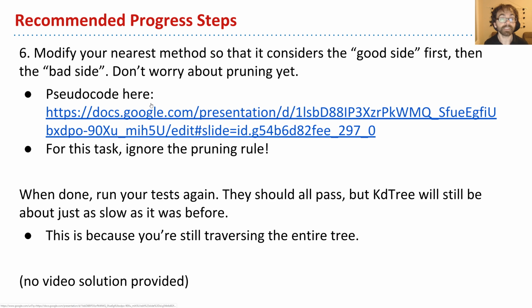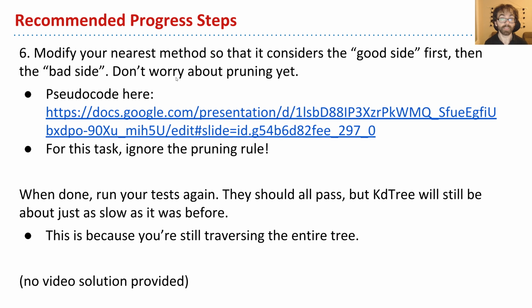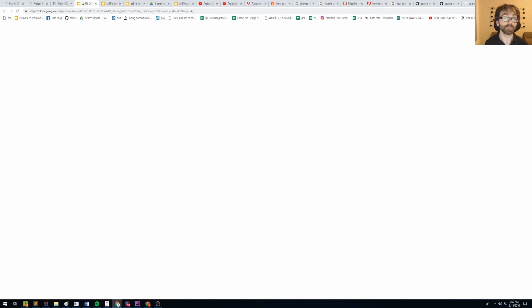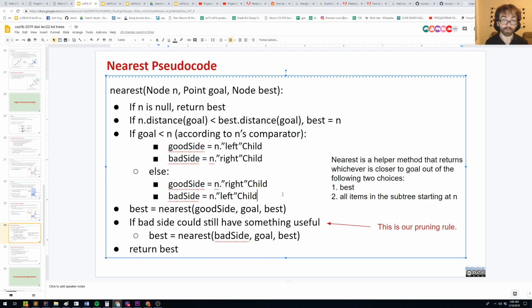Now, the 6th thing I recommend you do is you should modify your nearest method so that it considers the good side first, then the bad side. So in other words, instead of always doing left then right, let's do good then bad. And don't worry about the pruning step yet. So if we look at the pseudocode from lecture, which I'm not going to go through here yet. No, you know what? I'm going to do it.